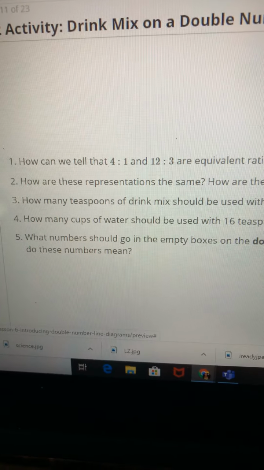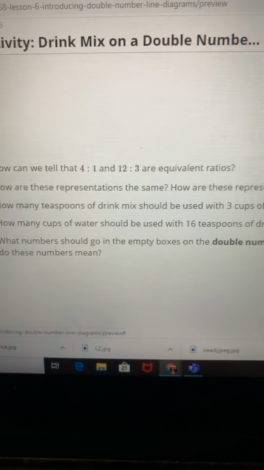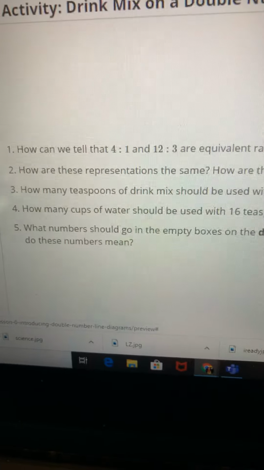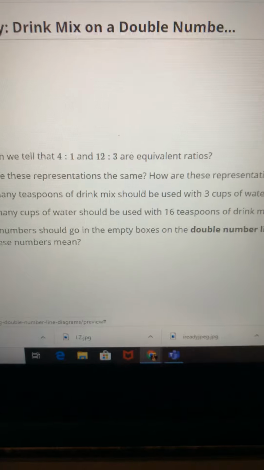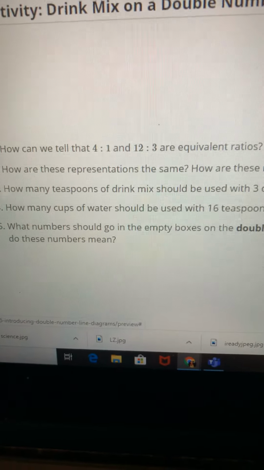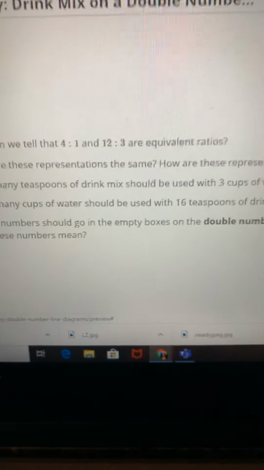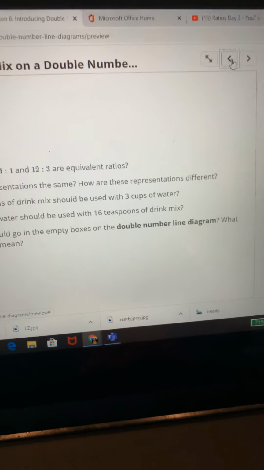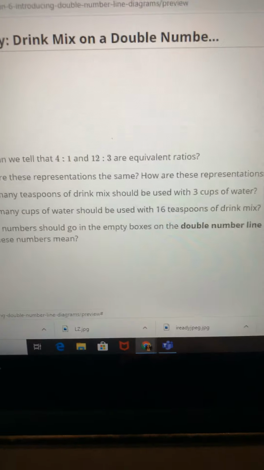How are these represented the same? How many teaspoons of drink mix should be used with 3 cups of water? How many cups of water should be used with 16 teaspoons of drink mix? So some of those answers will be in your box, and then they're going to do what would be the empty boxes. So what would be those last 2?